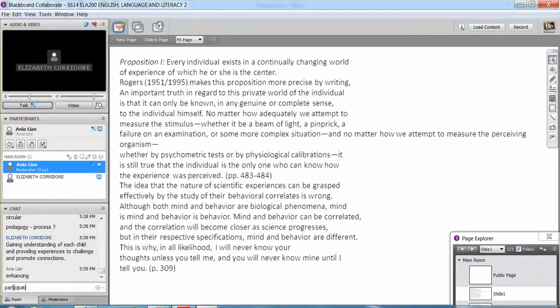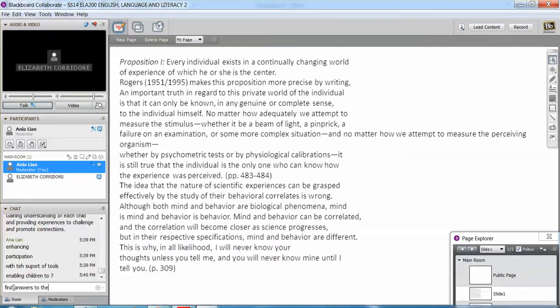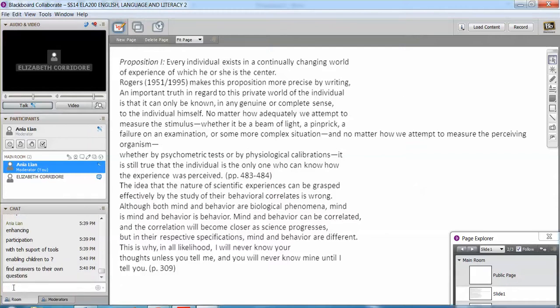Participation, right? Enhancing participation in the big world, and with the support of tools enabling children or students to do what? To find answers to their own questions. Now, you're not going to find it in any textbooks because it's a modern definition of pedagogy, and it is Anja Lyon.